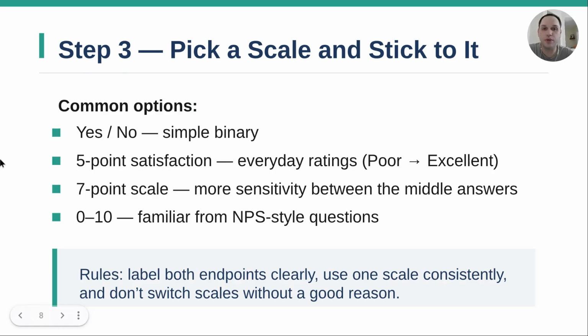Step 3 is picking your rating scale and then sticking to it. You've got several common options: a simple yes/no for binary questions, a 5-point satisfaction scale from poor to excellent for everyday ratings, a 7-point scale if you want more sensitivity in the middle, or a 0 to 10 scale for things like recommendation questions. Whichever you pick, 2 rules. Label both endpoints clearly so people know what the numbers mean, and use one scale consistently throughout the survey so everything stays comparable.